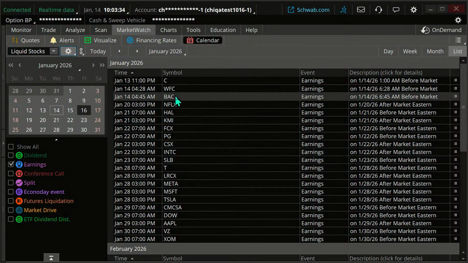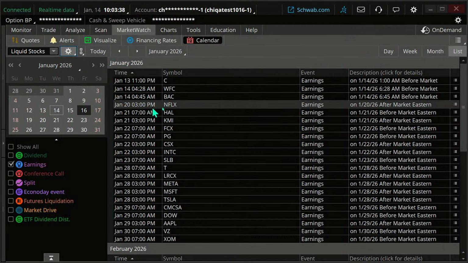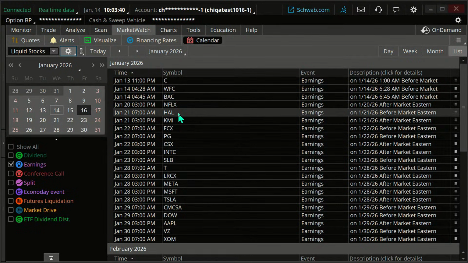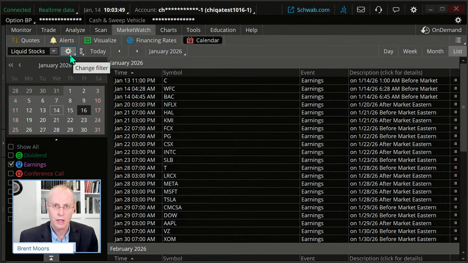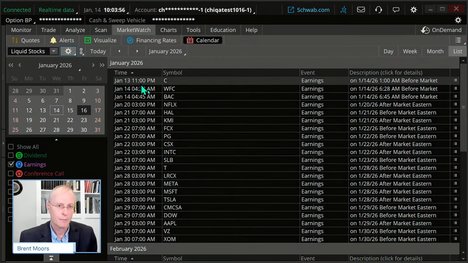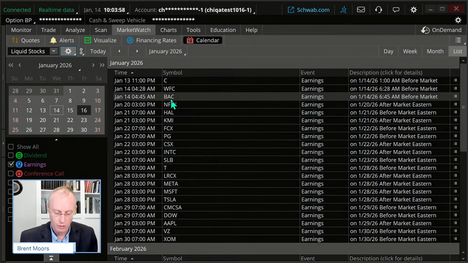Here's today. We have Bank of America, Wells Fargo. Next Monday, we have Netflix, then Halliburton, and so on. Okay. So just be aware of that if you want to narrow it down to what you particularly want to look at, and that can be handy. Trying to look at all stocks can be a little bit cumbersome there.